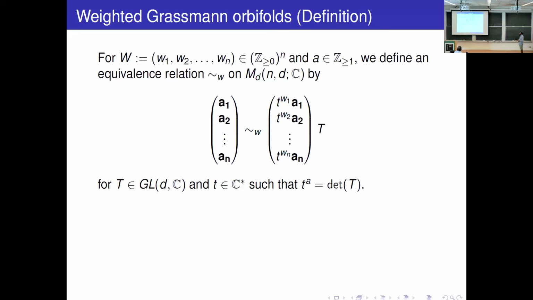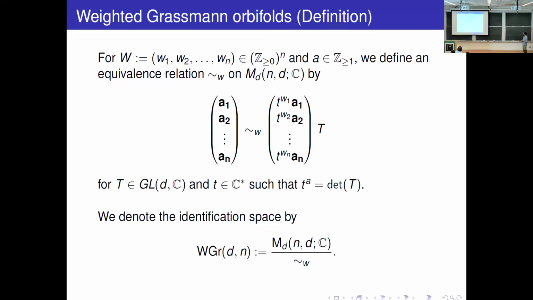Now we want to do the identification, so there is a group action here. T comes from GL_d, and we take the weights W1, W2, ..., Wn, positive integers greater than or equal to 1, and we define this identification. A and T have relations. Since T belongs to the torus, we can talk about this power, and the determinant of T has to be like this. If we take that, we get a quotient space, which we call the Grassmann orbifold.